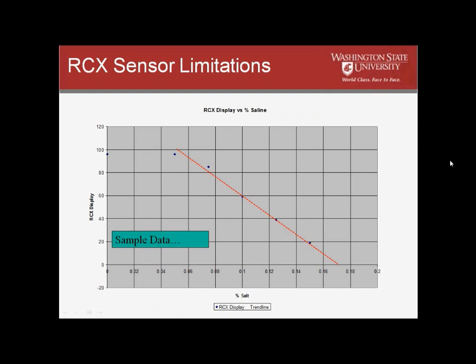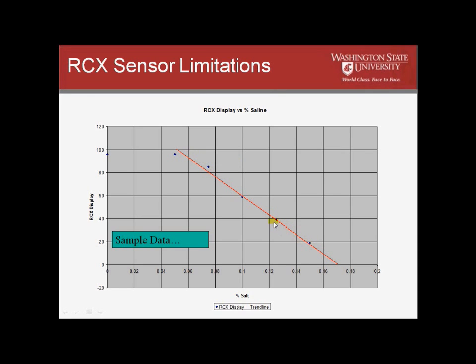So let's talk about one more thing before we wrap this up. Let's talk briefly about sensor limitations. Both sensors we'll use have limitations of what they can measure and display. How high the temperature can be, how low the temperature can be, how low the salinity or how high the salinity can be. So this example shown here is data from the salinity sensor.